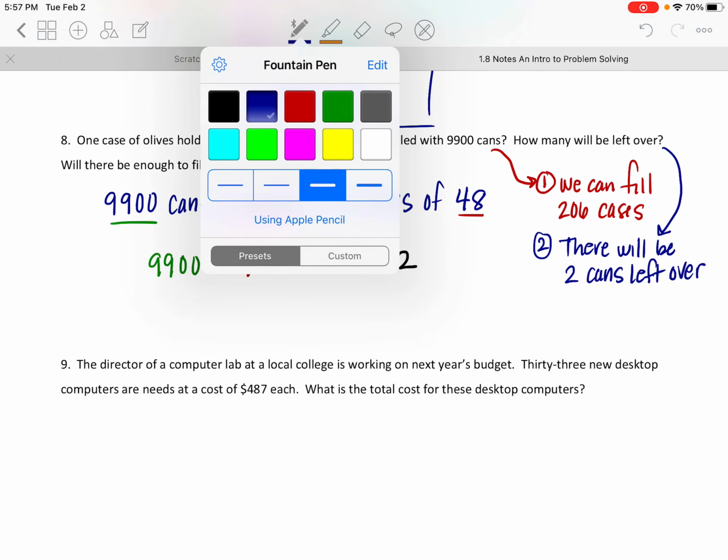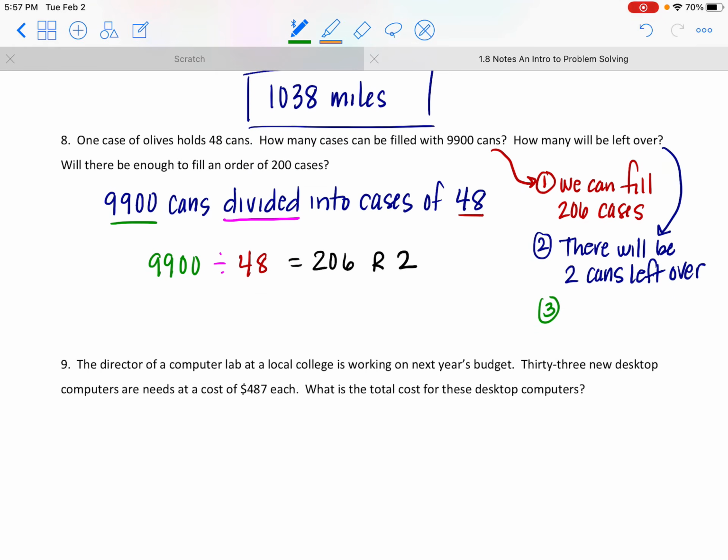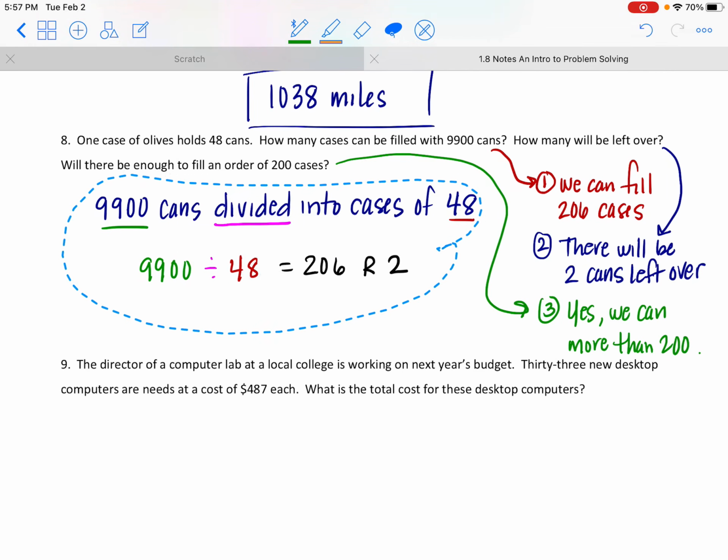And then lastly, the third question was, will there be enough to fill an order of 200 cases? Yeah, there's enough because 206 could be filled here, so yes. We can fill more than 200 actually. Okay, so not too terrible. Just make sure you're answering all of the questions. And this one was here. And I suppose I could move all of this because now it's looking like a jumbled mess.